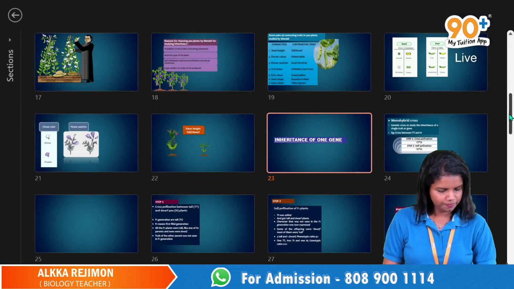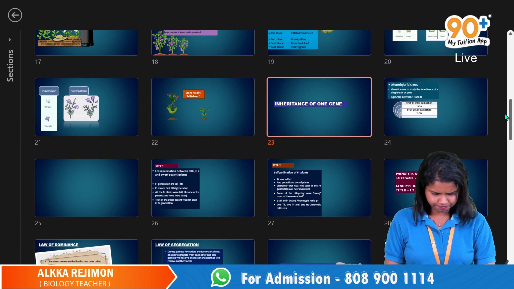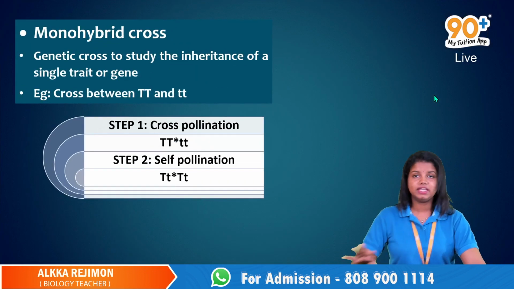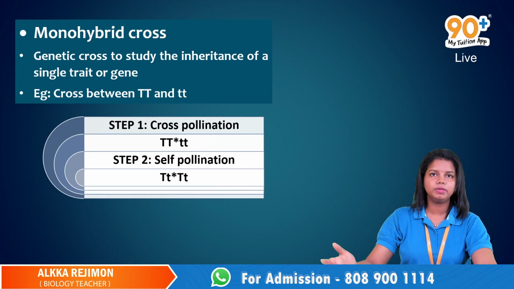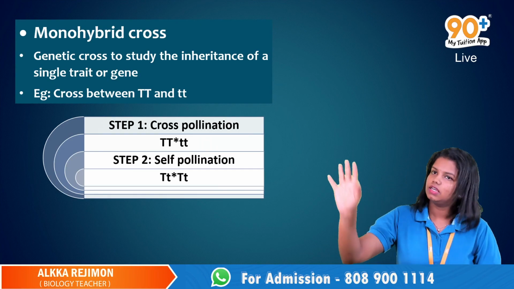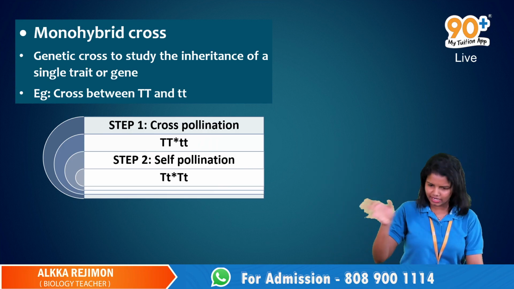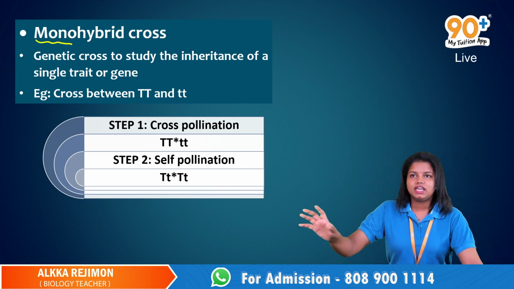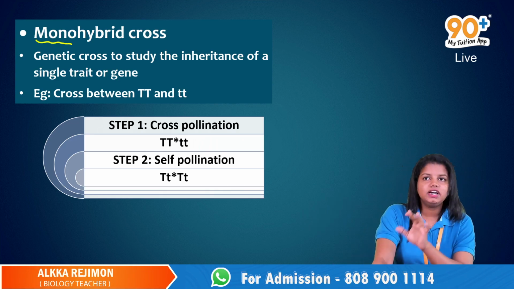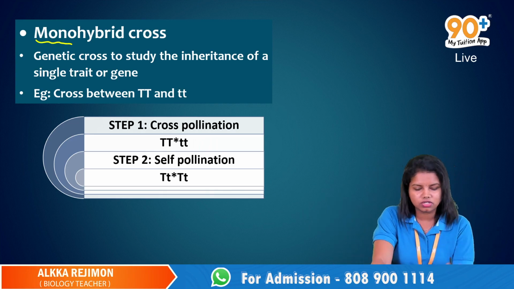So let's see. Here I'll give you an intro, and then I'll use an animation to help you study this cross, and that will be easier. So here it is, monohybrid cross. As the name suggests, mono means single. So it is the genetic cross to study the inheritance of a single trait or gene.